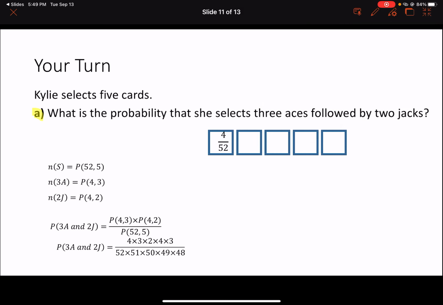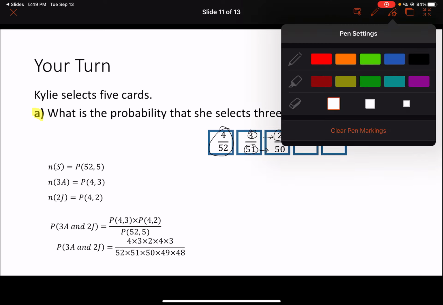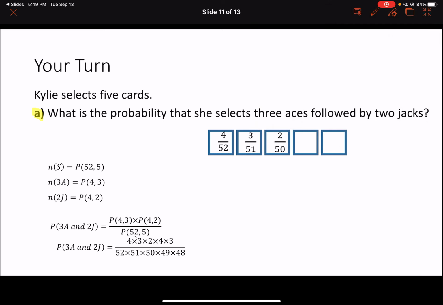What's the probability of selecting the first ace? 4 over 52. Once we select that, there's only 51 cards and there's 3 aces left. So there's 3 out of 51 chance. And then once we select that, there's one less card and one less ace. So it becomes 2 over 50. And so far we have that there. If you notice, that's the same. And that's the same right there.